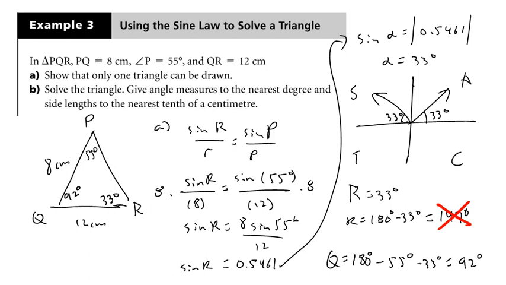And now we can figure out what side Q is. Little side Q right there. It's going to be best to use P again because we know that the 55 and 12 are exact because they were given to us. And we're going to have to use the 92 there. But it's better than using the 8 and the 33 as the pair that we know because we've got a rounding error on that 33.